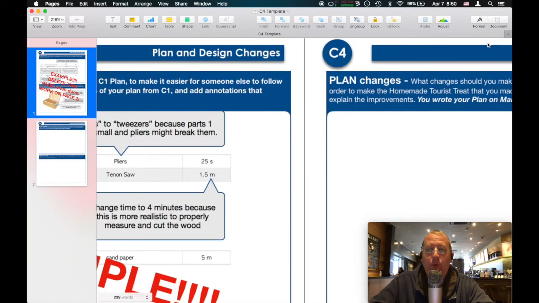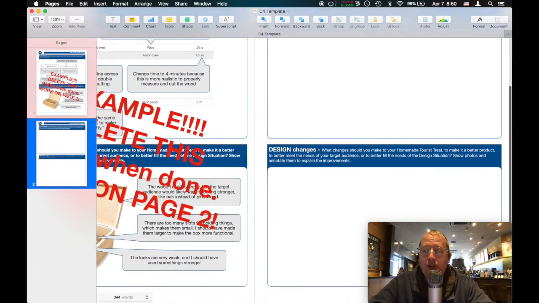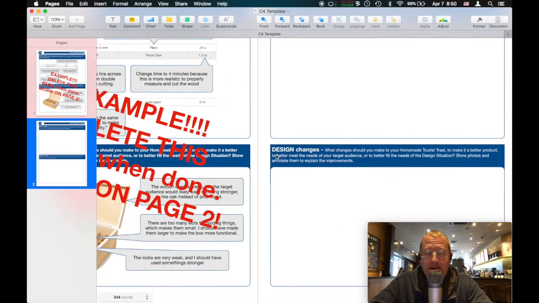Now, where's your C1? In case you've forgotten, it's on Manage Back, and you should have done that back on March the 17th and the 19th. And of course, your homemade tourist treat last week, right? So that should be fresh in your mind. You should have already made it. Hopefully you ate it. Hopefully it was yummy.